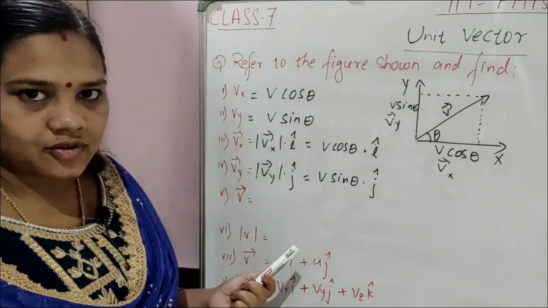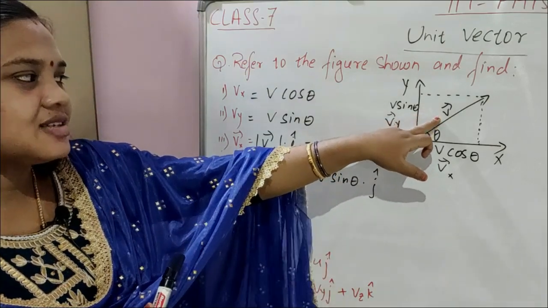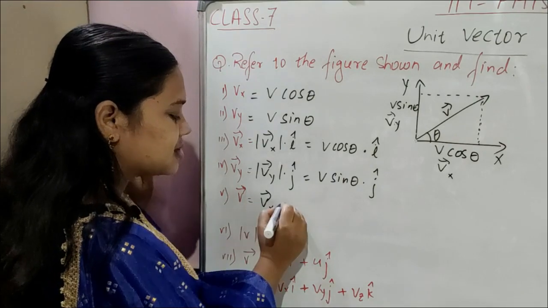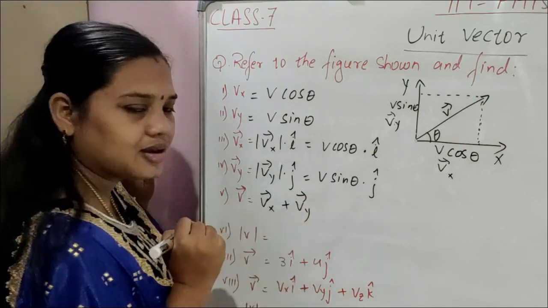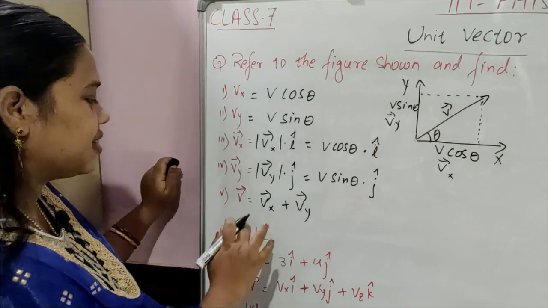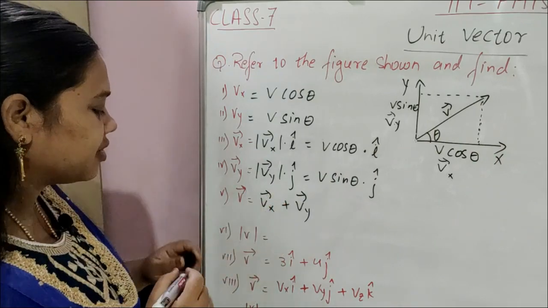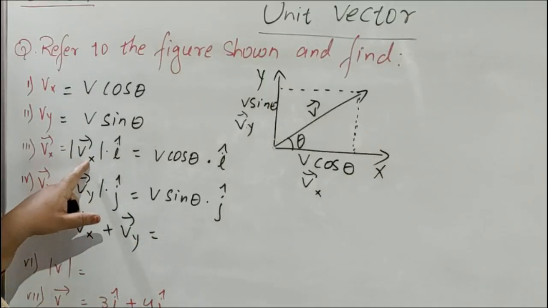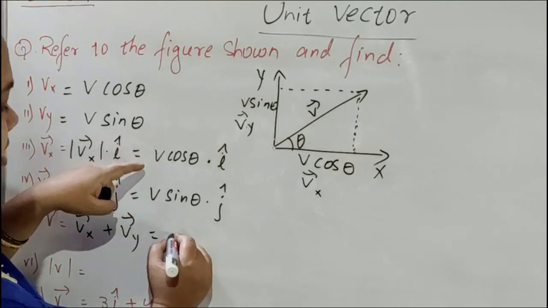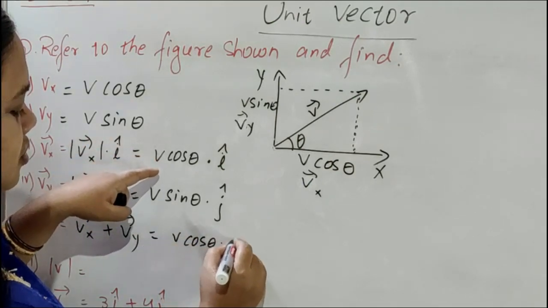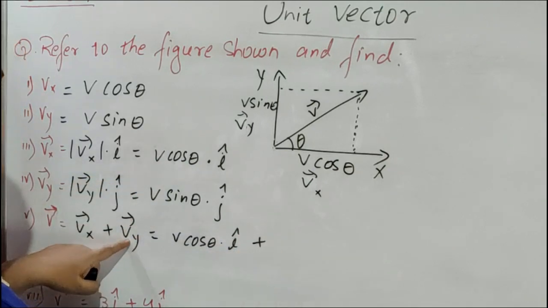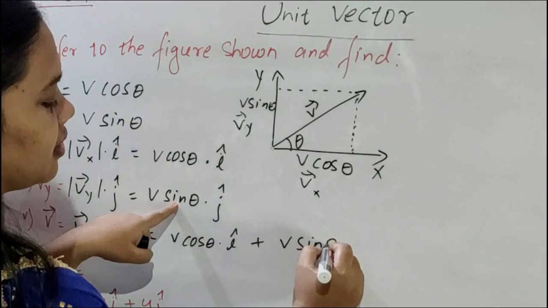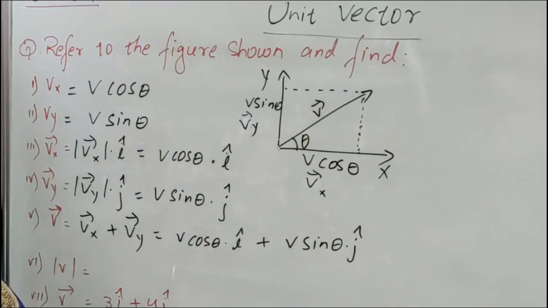Now vector V is equal to what? Vector V is divided in two components: vector Vx plus vector Vy. So how can you write this? Vector Vx, V cos theta into i cap, plus vector Vy, how much? V sin theta into j cap. Clear?